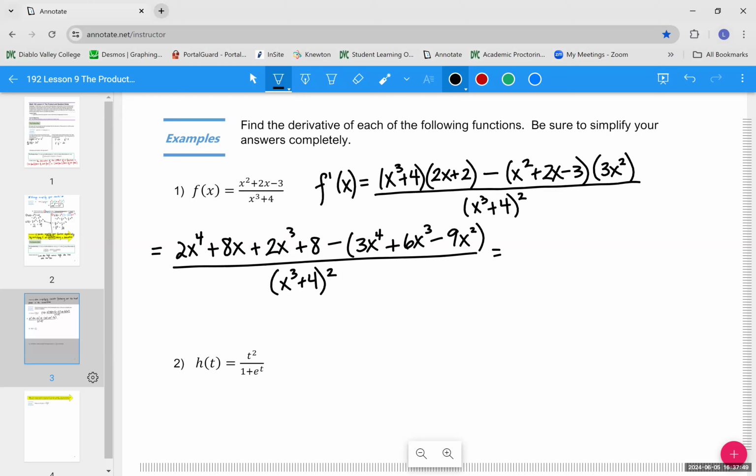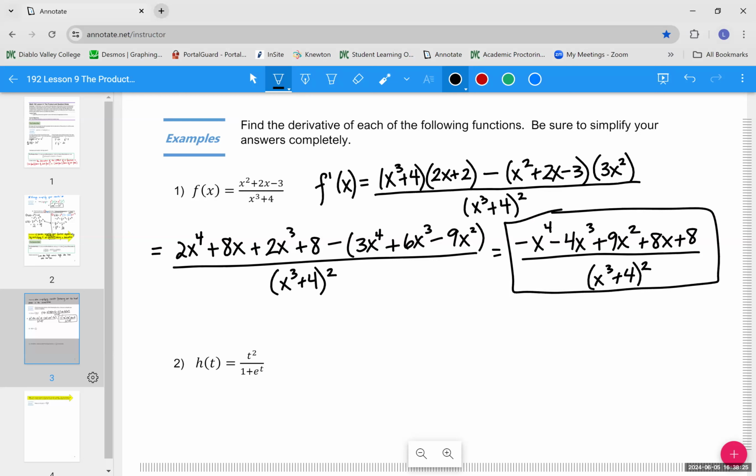All right, so then it's just a matter of combining like terms. I have a 2x to the fourth minus a 3x to the fourth. It looks like I have a 2x cubed minus a 6x cubed. Just have a minus 9x squared. And just an 8x. And an 8. So that one wasn't terribly algebraically gross, but it certainly does take a little bit of work.